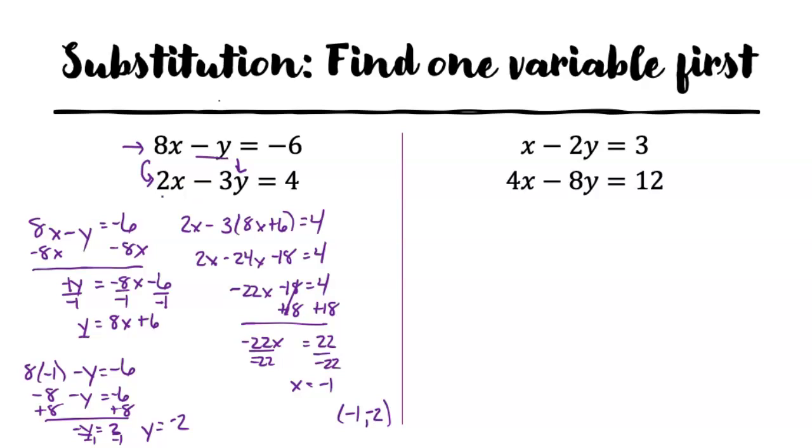I'm going to plug that back in real quick. 2 times negative 1, negative 2, okay. And negative 3 times negative 2 would be a positive 6. So negative 2, positive 6, would that equal 4? Yeah, it does.